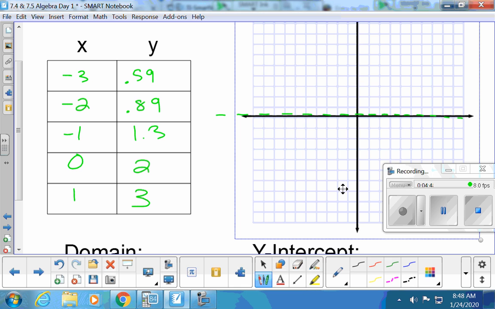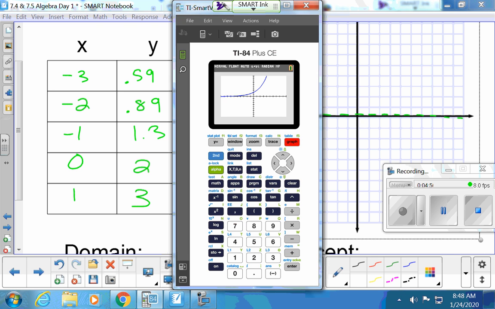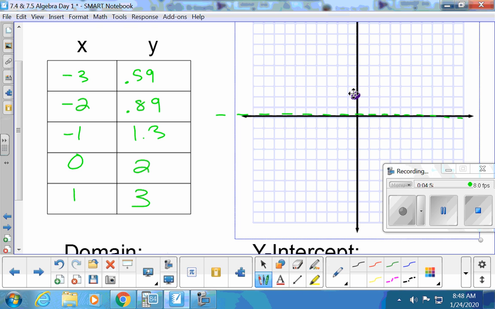It's invisible. I can click graph to see what I'm dealing with, but it looks like it's crossing right there at about 2. Bam. 0, 2, 1, 3. What is E? Oh, good question. Have you ever heard of pi?